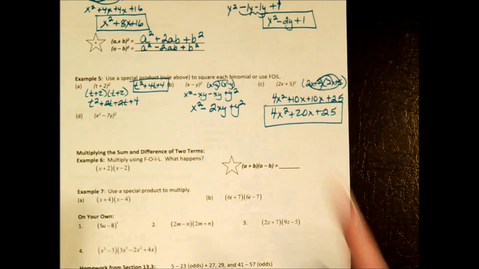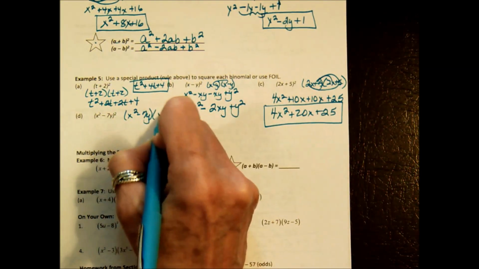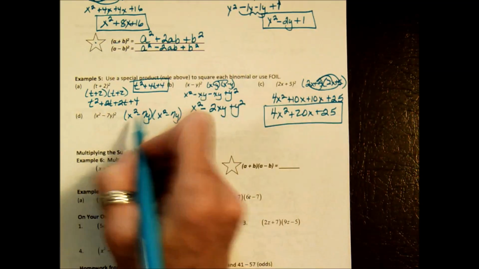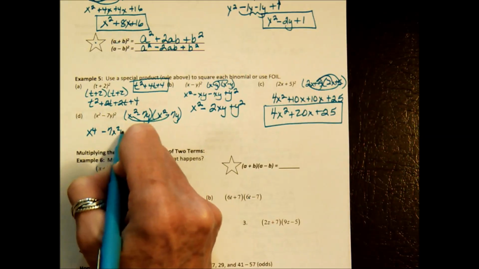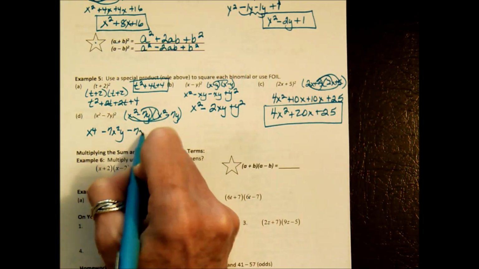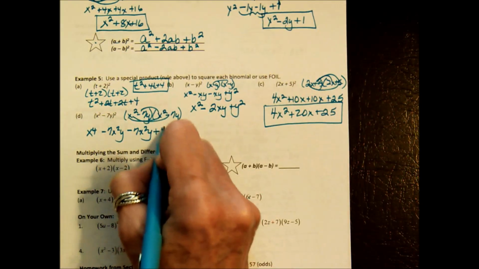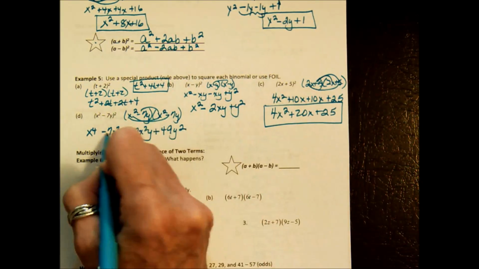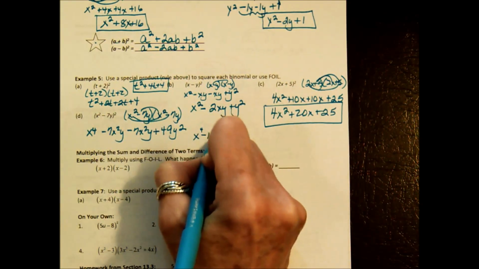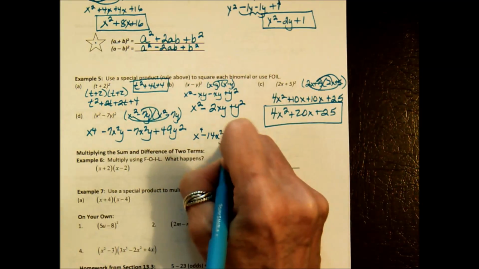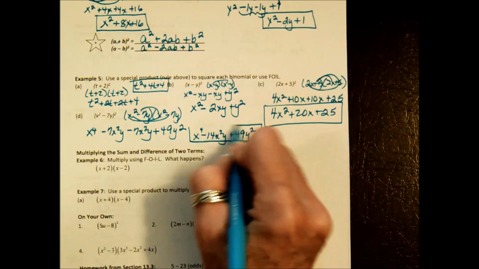Finally, let's look at this one. X squared minus 7y times x squared minus 7y gives you x to the 4th minus 7x squared y minus 7x squared y. Notice I wrote those alike, even though they're out of order. It doesn't matter. Plus 49y squared. The O and the I again are alike, and we get x to the 4th minus 14x squared y plus 49y squared. So that is squaring a binomial.